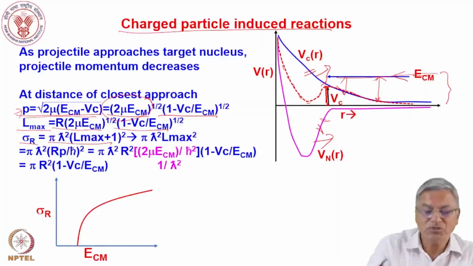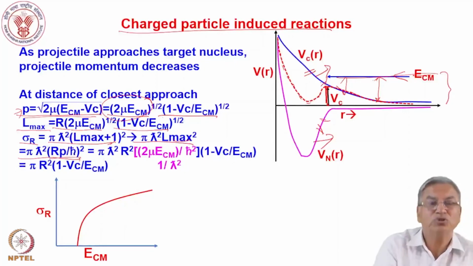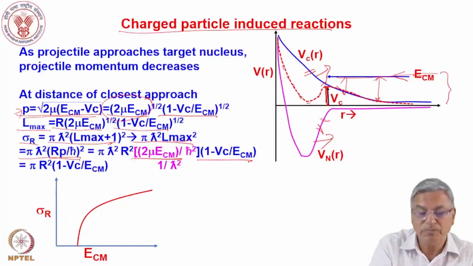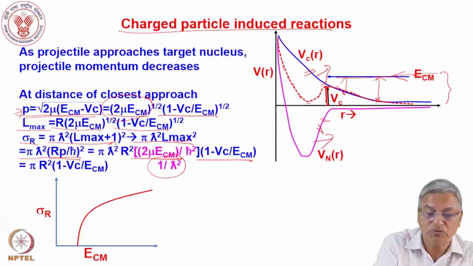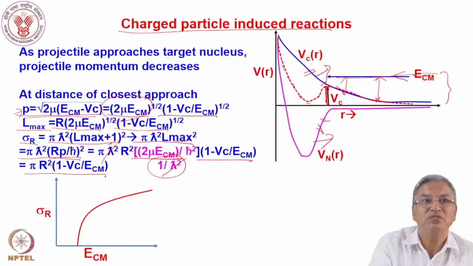Since for charged particles you will find L max will be quite high, in pi lambda-bar square (L max plus 1) square, the 1 can be neglected with respect to L max. So now sigma equal to pi lambda-bar square L max square, with L max equal to R by lambda-bar, or R P by h-bar. This P is nothing but the momentum at infinity times the factor (1 minus BC upon ECM) to the half, and this is nothing but 1 by lambda-bar square, momentum at infinity. So this will cancel with this, and you are left with pi R square (1 minus BC upon ECM).